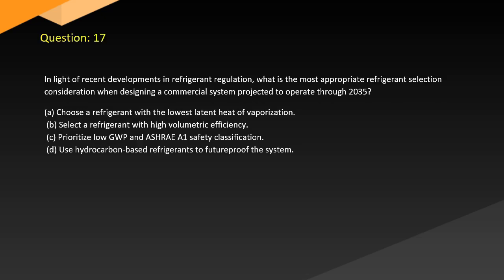Question 17. In light of recent developments in refrigerant regulation, what is the most appropriate refrigerant selection consideration when designing a commercial system projected to operate through 2035? A. Choose a refrigerant with the lowest latent heat of vaporization. B. Select a refrigerant with high volumetric efficiency. C. Prioritize low-GWP ASHRAE safety classification. D. Use hydrocarbon-based refrigerants to future-proof the system.